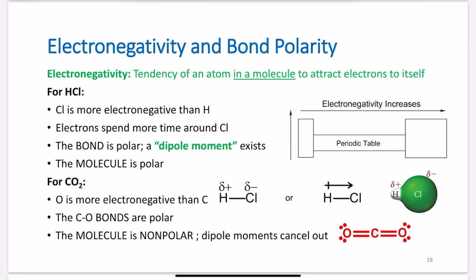We need to spend some time talking about electronegativity and how this applies to how the molecules are coming together, and how this affects this concept of bond polarity. So, remember what electronegativity is. Electronegativity is the ability of an atom within a molecule to attract electrons to itself.